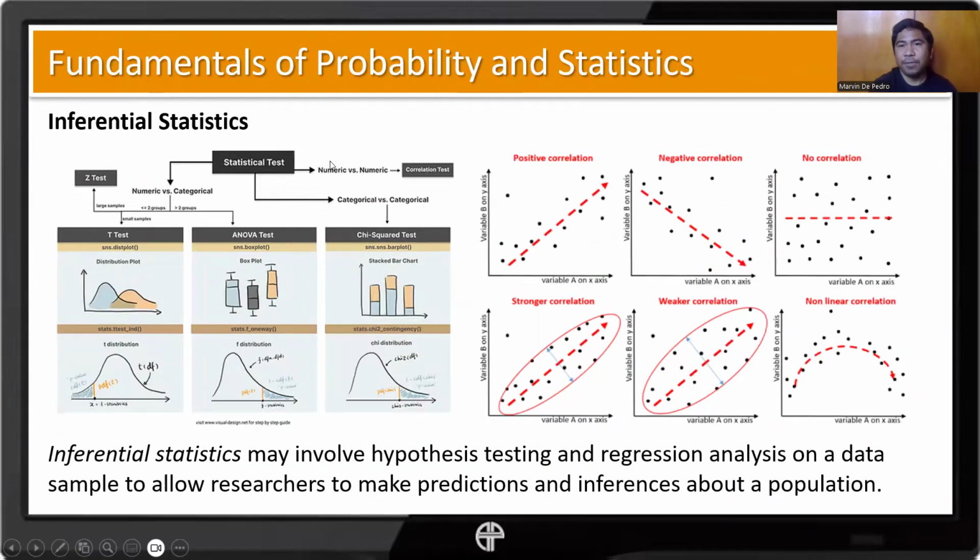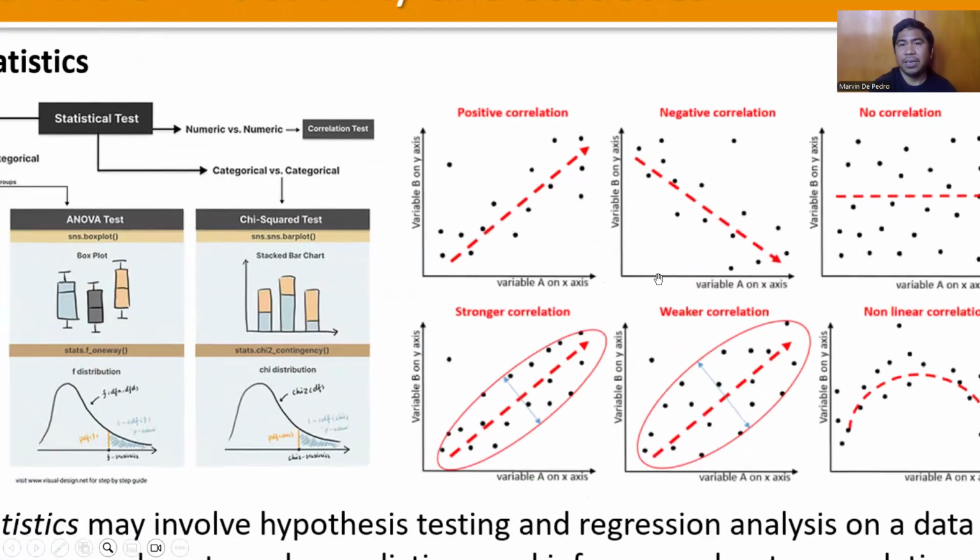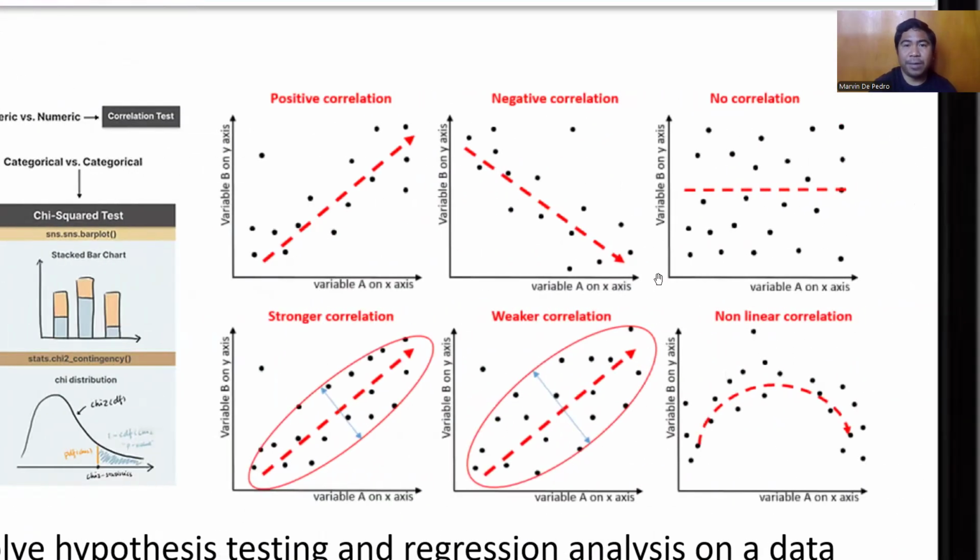And in terms of correlation, we are basically measuring the relationship between variables, whether one variable is dependent on the other, whether there's a positive relationship or a negative relationship. Okay, and how strong is that relationship? Because we can only make predictions if there is a strong relationship between variables.